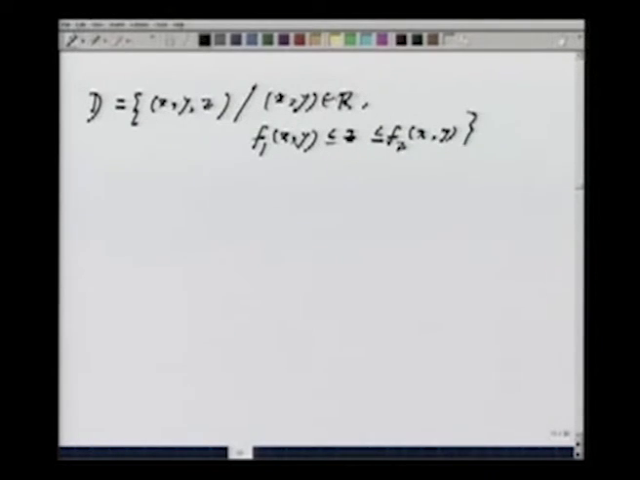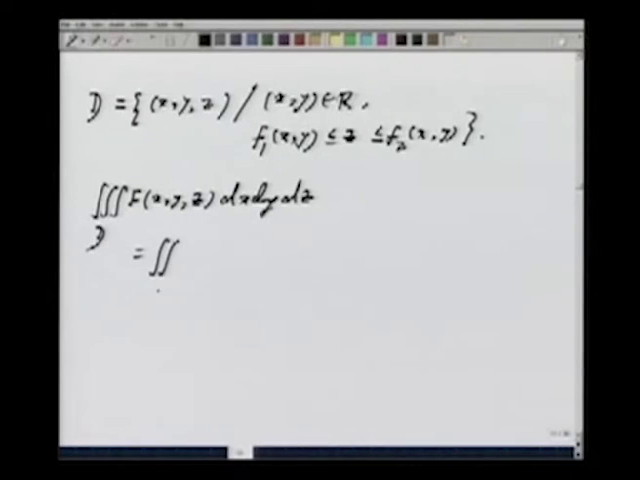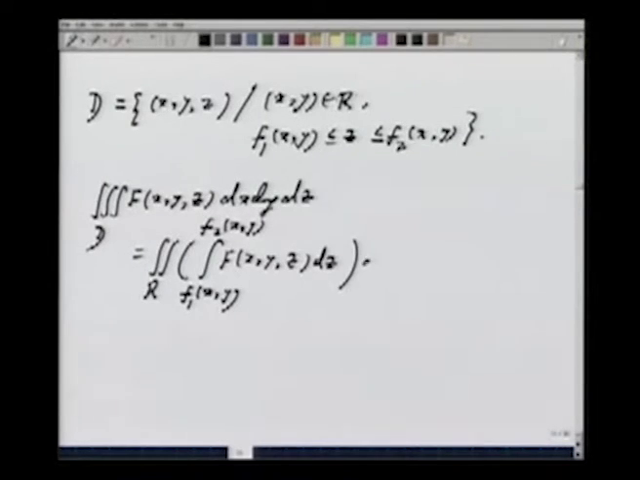Okay. Now if I want to integrate a function over D, so I would say triple integral over D of the function F(x, y, z) dx dy dz. How do I integrate this? The idea is you look at the double integral over R of the integral from f1(x, y) to f2(x, y) of f(x, y, z) dz, then dx dy.